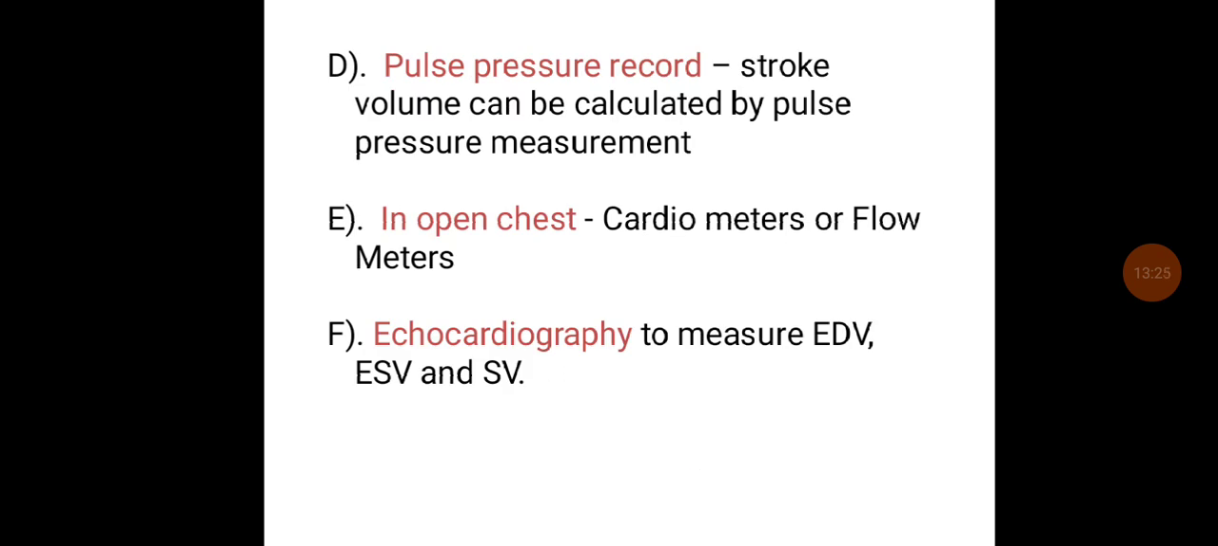Then pulse pressure record, and then the direct method, where in the open chest, cardiometers or flow meters are inserted in the aorta, so directly we can calculate the amount of blood flowing through the pressure transducers. Okay, then echocardiography also is used to measure cardiac output by indirectly measuring the end diastolic volume, end systolic volume, and the stroke volume.